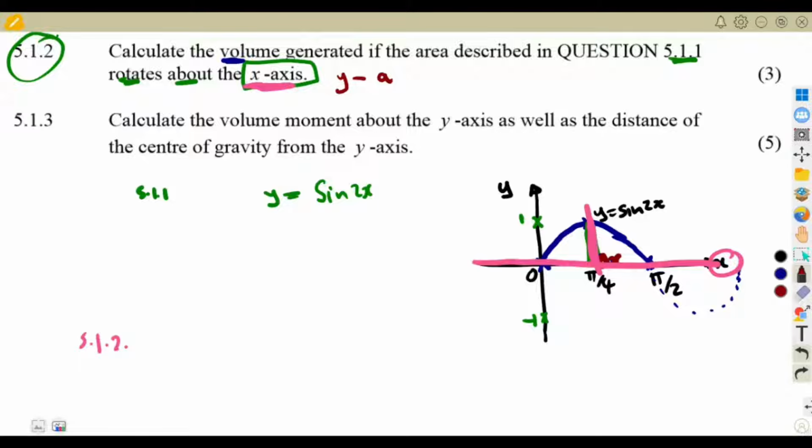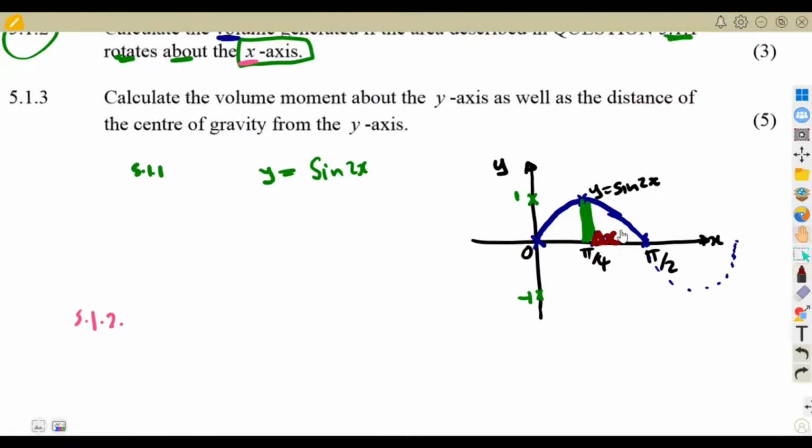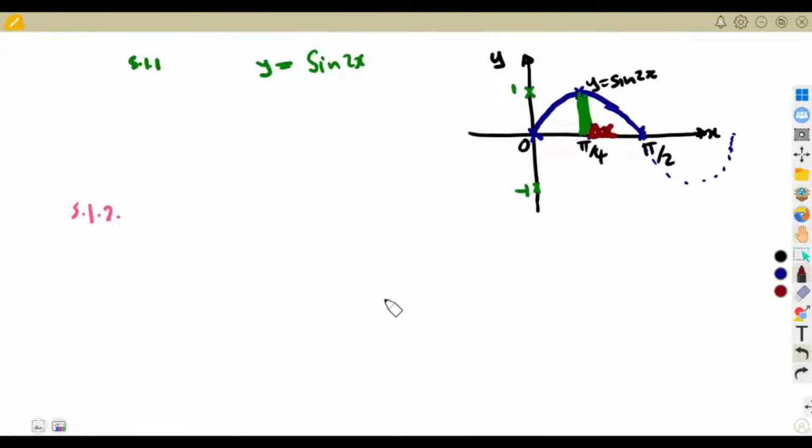But like I said, in this condition, we are going to apply the disk method. That's it there. Because this representative strip is perpendicular to the axis of rotation, I'm going to use the disk method. So, using the disk method.